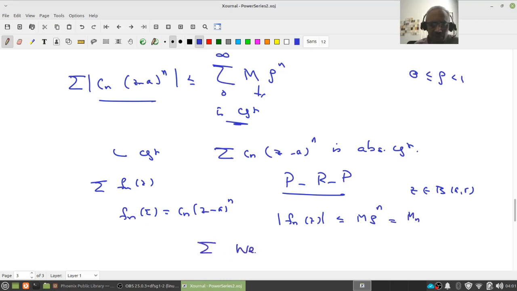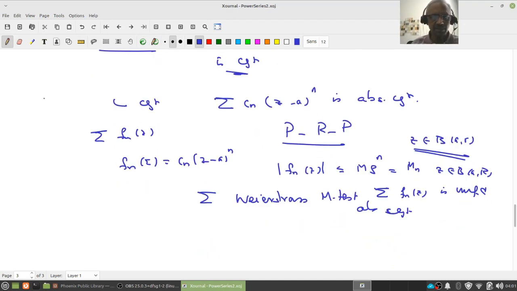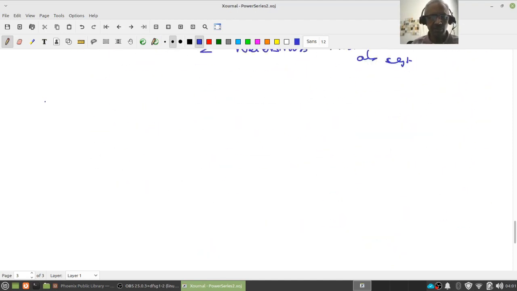Therefore, I can use the Weierstrass test. That shows the summation of f_n of z is uniformly and absolutely convergent, for all z in the closed disk. This is true for every z there. Therefore, by the Weierstrass test, I know that the series is uniformly and absolutely convergent.